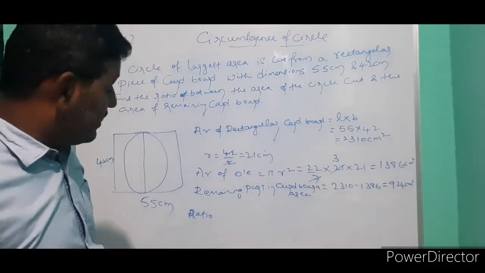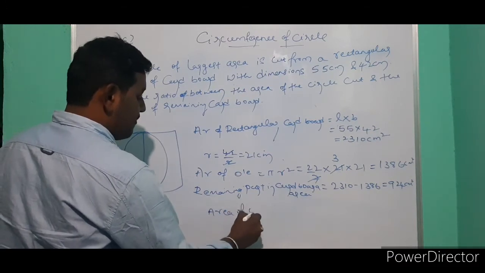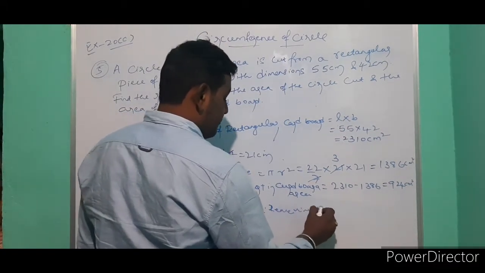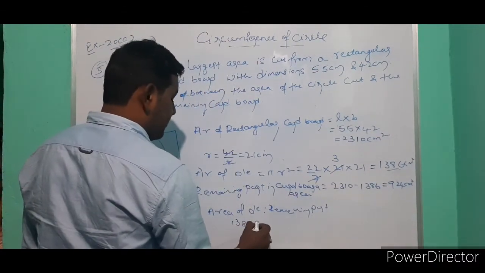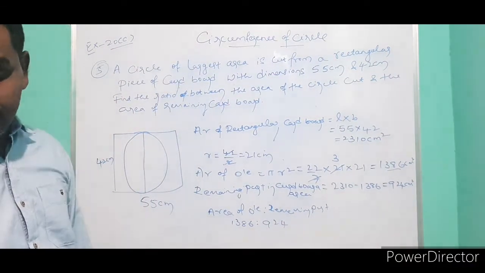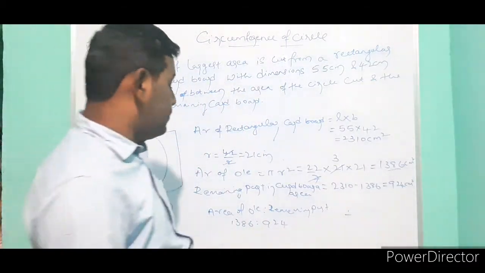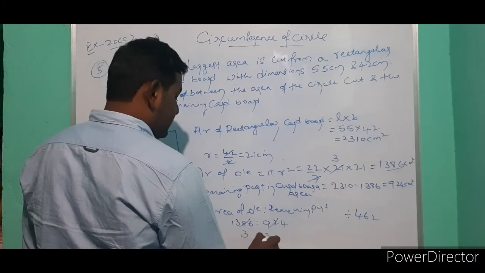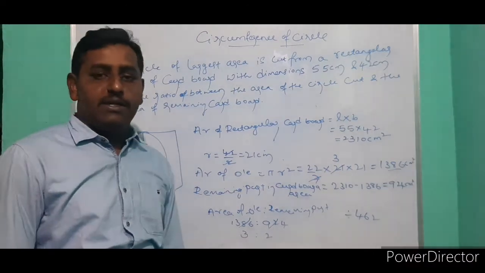So what they are asking me, they are asking to find out the ratio of the area of the circle to the remaining part. So the area of circle is 1386, the remaining part is 924. You can divide both by the number 462. It will cancel by 3. It will cancel by 2. 462 twos are 924, threes are 1386.